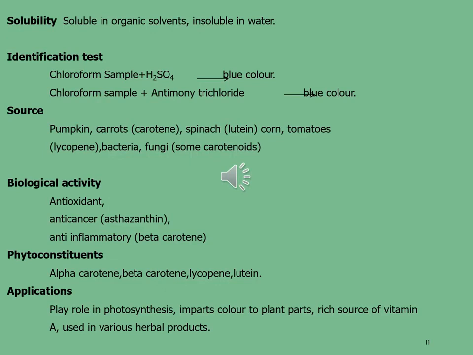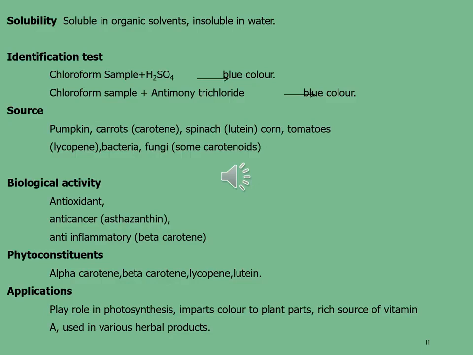Carotenoids are soluble in organic solvents and insoluble in water. Now we see the identification test of the carotenoids. Here we perform two tests. In the first test, the sample is taken in chloroform and then concentrated sulfuric acid is added along the side walls of the test tube. So we get the blue color. It means carotenoids are confirmed.